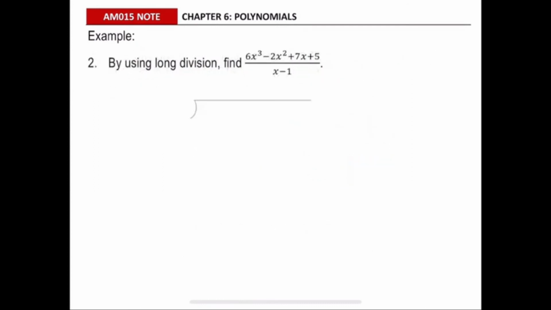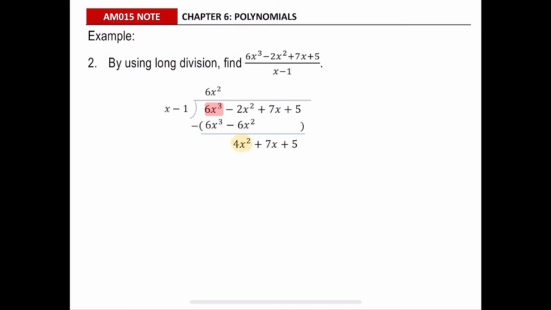For this example, we write the denominator on the outside and the numerator on the inside. Then repeat the steps like the previous example. First, we divide 6x cubed by x, we get 6x squared. And then multiply 6x squared with the divisor, we get 6x cubed minus 6x squared. Now, subtract 6x cubed minus 6x squared from p of x. And we get 4x squared plus 7x plus 5.